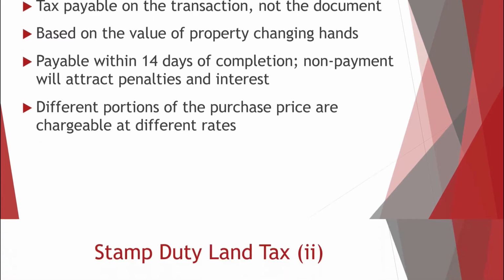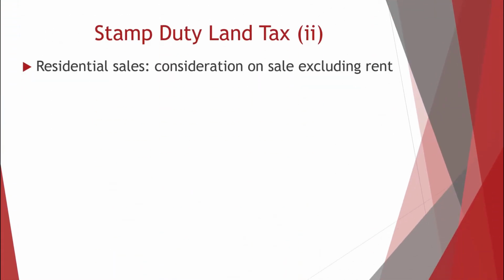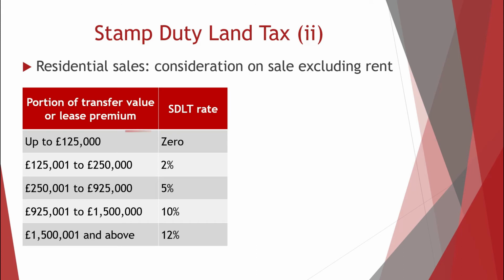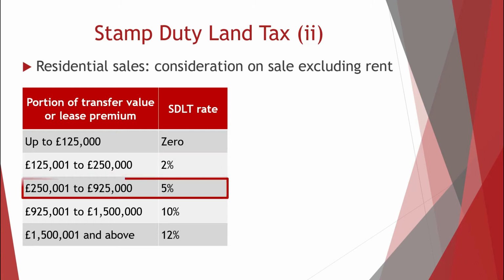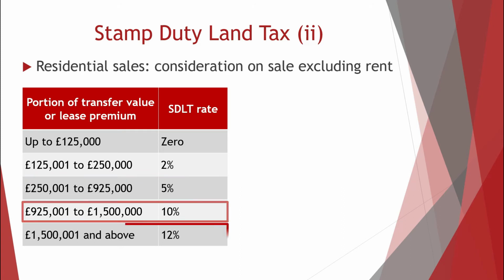The rates for residential freehold property are shown on the slide. So, no tax is paid on the first £125,000, 2% is paid on the next £125,000, up to £250,000, 5% is paid on the next £675,000, up to £925,000, and so on.